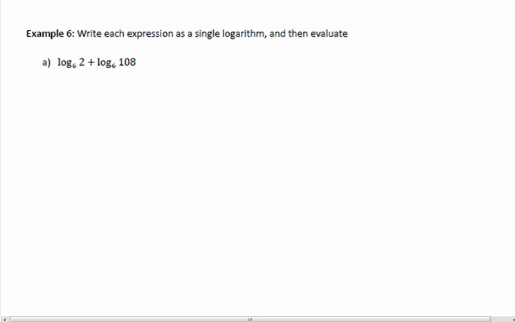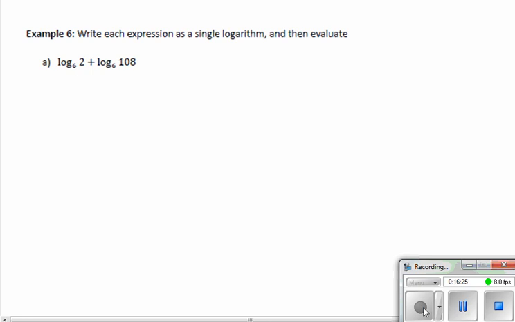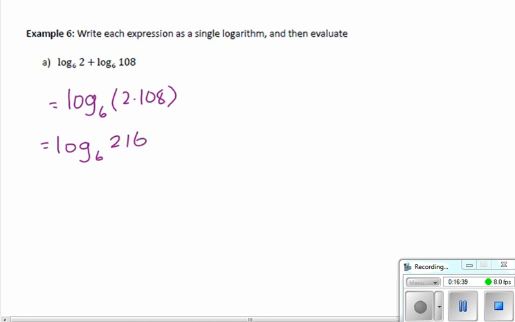Ready to go through some of them? Or do you need more time? A little more time? Okay. So this guy is going to become 2 times 108, which is equal to, so we're going to evaluate the inside first. 2 times 108 is 216. So 6 to the power of what is 216? Anyone know? 3. Right? 6 to the power of 3 is 216. You have to guess and check in your calculator. That's how we figure that out.